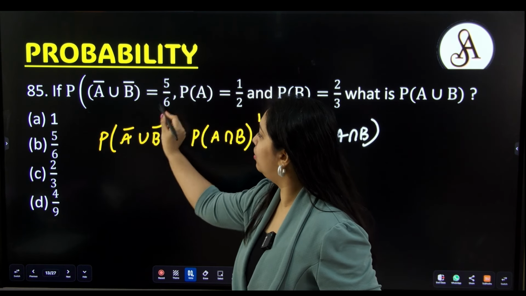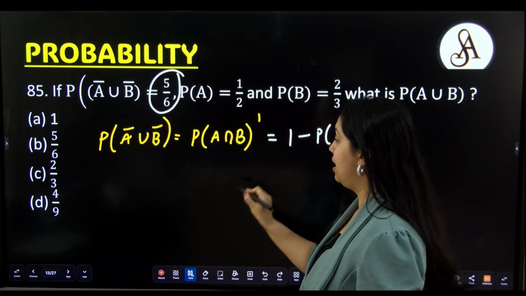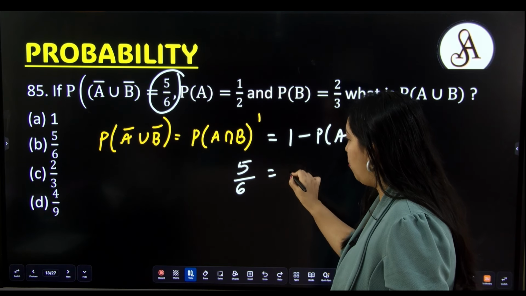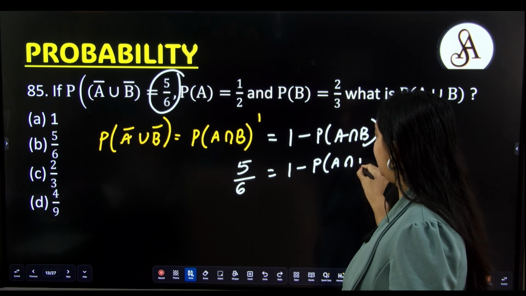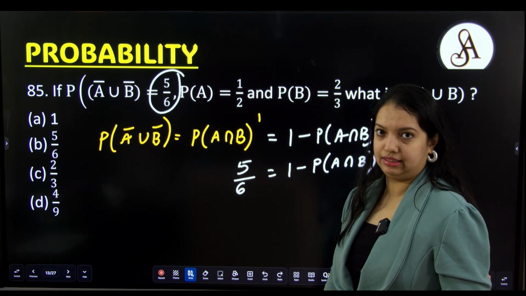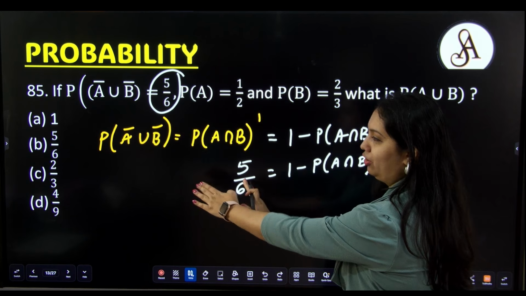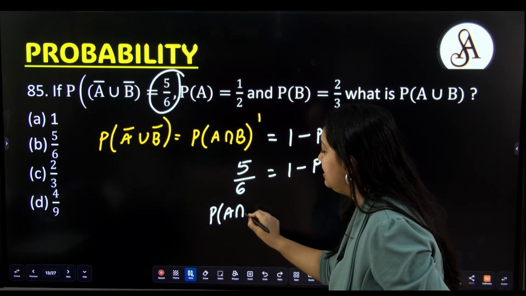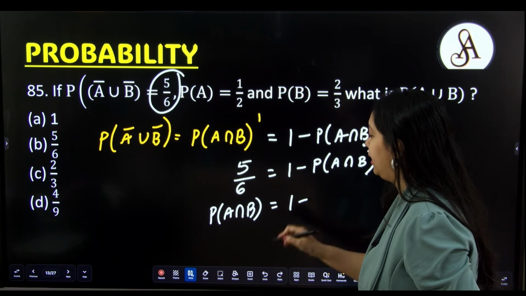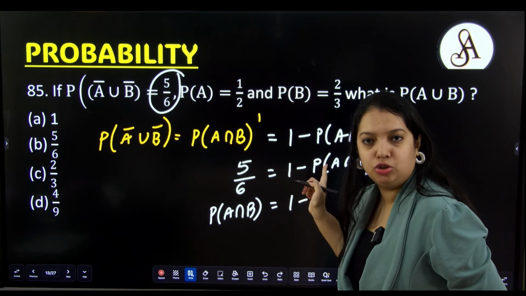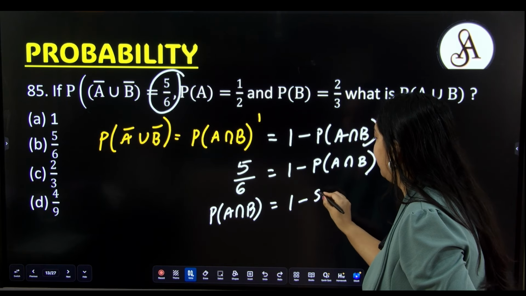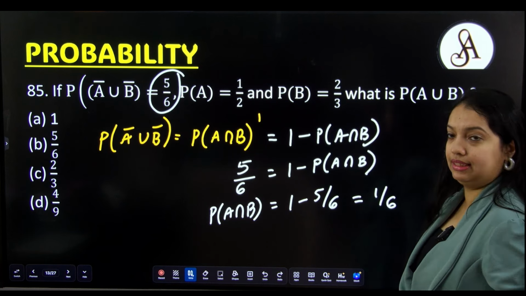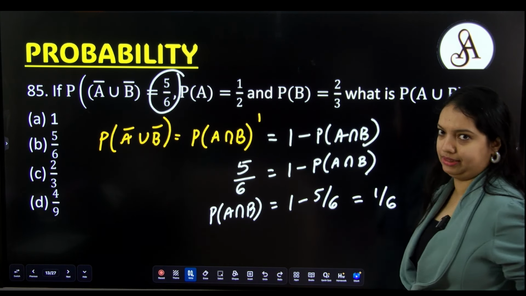Have they given this value in the question itself? Yes, ma'am. They have given this value as 5 by 6 in the question. So, 1 minus P of A intersection B is 5 by 6. Take this A intersection B to left hand side, minus will become plus. So, P of A intersection B value will be 1 minus 5 by 6. We know 1 minus 5 by 6 will be 1 by 6. Just subtract these two, you will get 1 by 6 value.